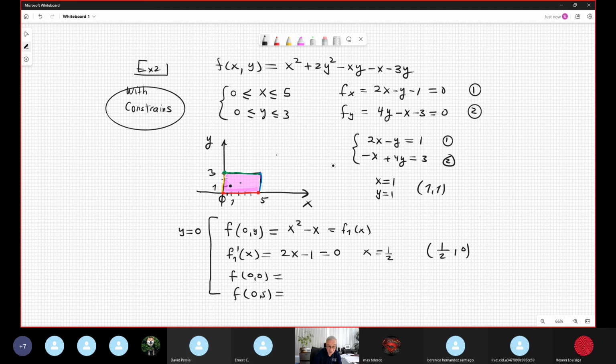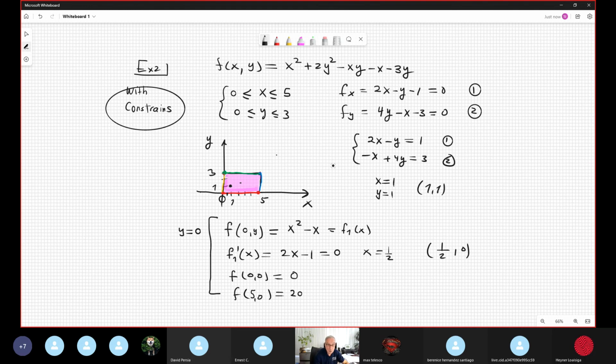I don't care if it's maximum or minimum. Let's see. You are at the corner, and the corner is obvious. (0, 0) is 0. And (0, 5)? Oh, no, sorry, (5, 0). Hello, I am crazy. (5, 0), because on the x-axis, (5, 0). When you replace in the original function x with 5 and y with 0, the answer is 20. Okay. So now we continue next time.